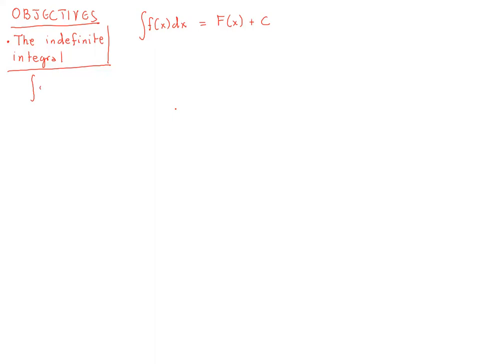So the indefinite integral of cosine will be sine. The indefinite integral of sine, now this might require a moment of thought. What is the function that we need to differentiate in order to get sine? We know that if we differentiate cosine, then we get negative sine.